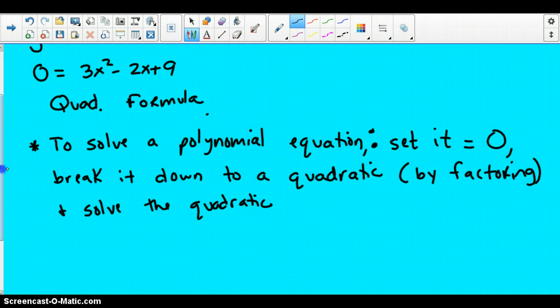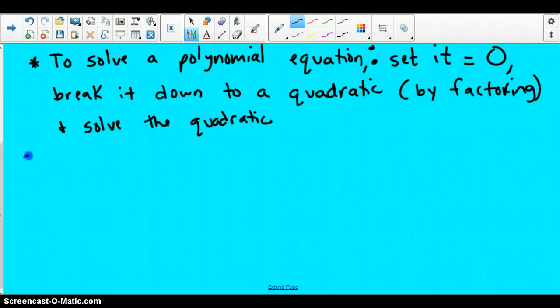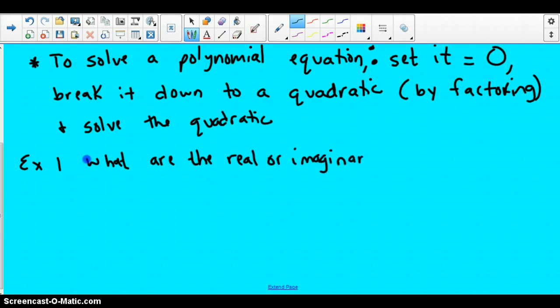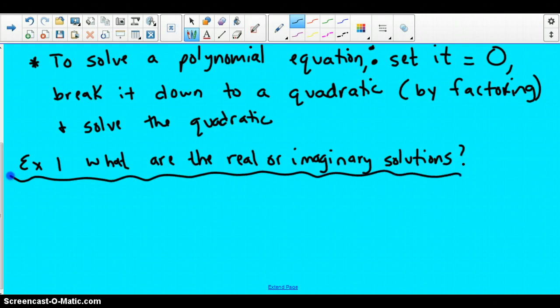Okay, so we'll start with an easy one. Example 1. It just asks, what are the real or imaginary solutions? And let's say I give you this one, 2x cubed minus 5x squared equals 3x.